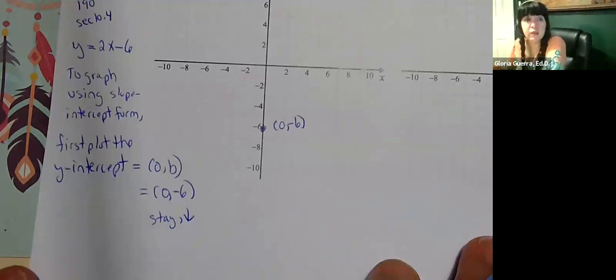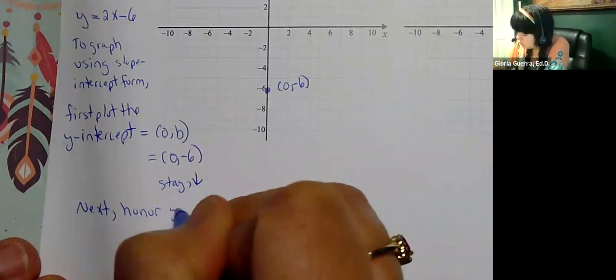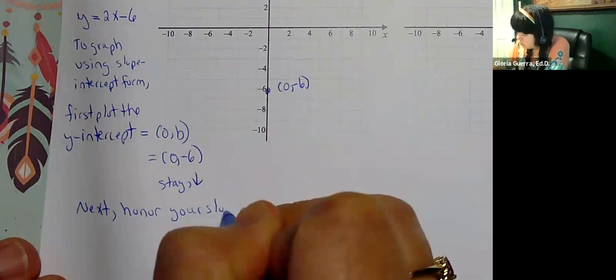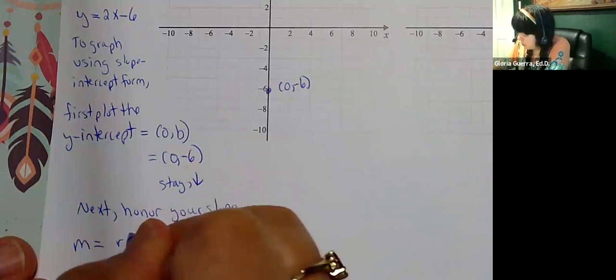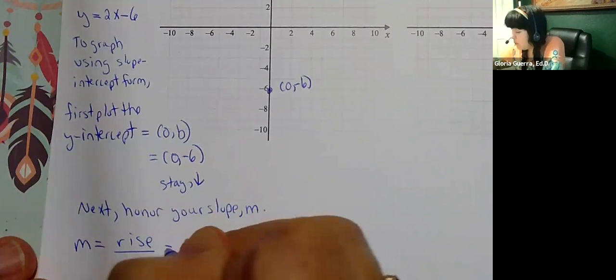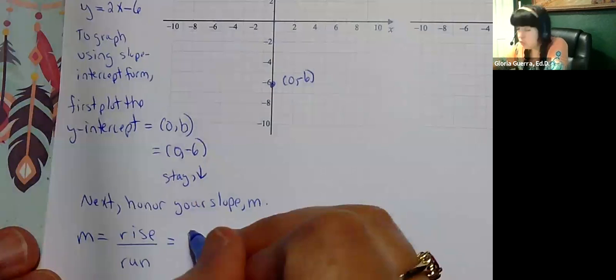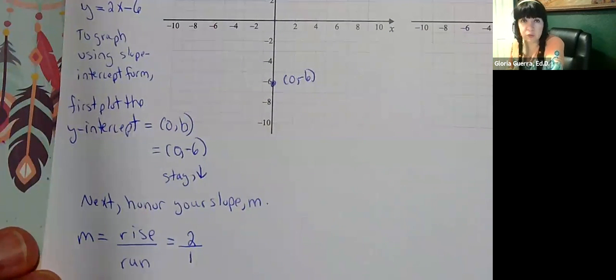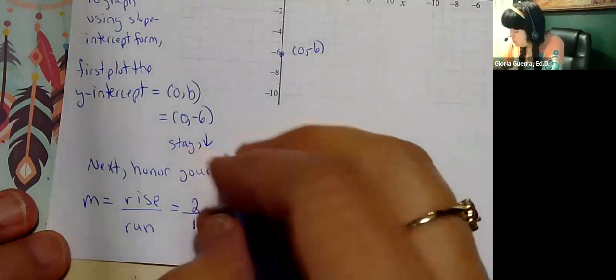Okay, then next, you honor your slope, which is your m, because m is basically a rise over run. And your m is 2. See right here? That's your m. Your m is 2, which is 2 over 1. There's an imaginary 1 that the book won't bother writing. 2 divided by 1 is 2. And this tells you your rise over run.